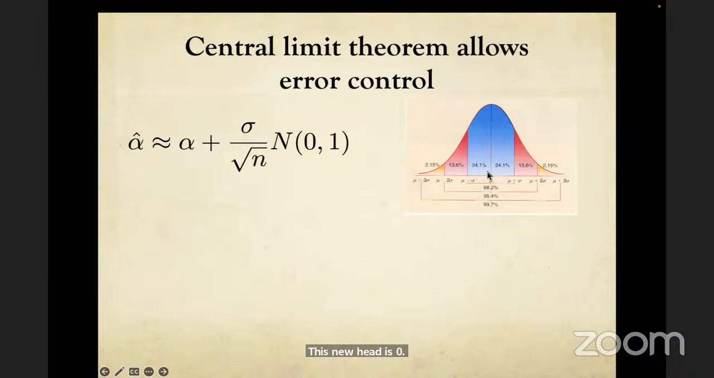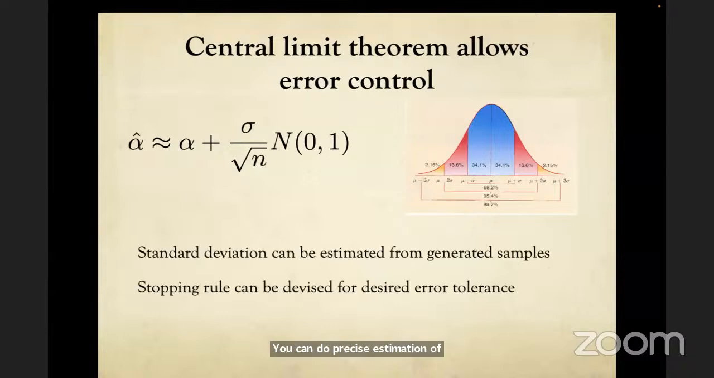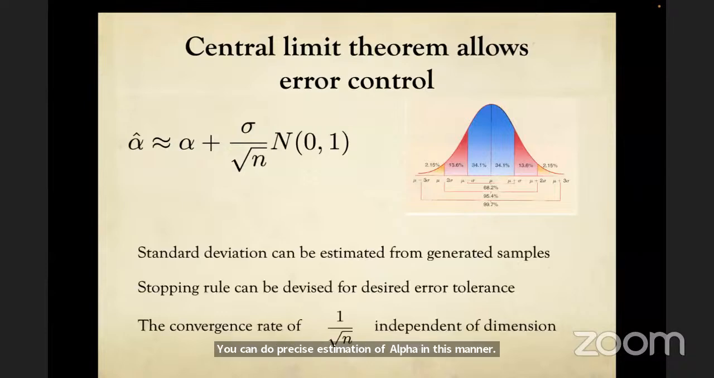So, there's a 68.2% chance that you remain between -1 and 1 for this quantity here. I think there's a 95% chance that you remain between -2 and 2. So that's the kind of characteristic this number has. Very likely it will remain between -2 and 2. And then this quantity together will be quite small for large n, and your alpha hat will look like alpha. So this is how statistics works. You can do precise estimation of alpha in this manner. All right, so let's carry on.